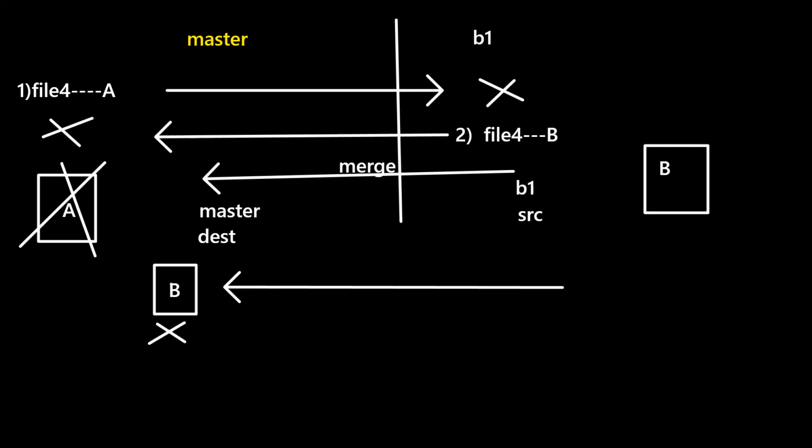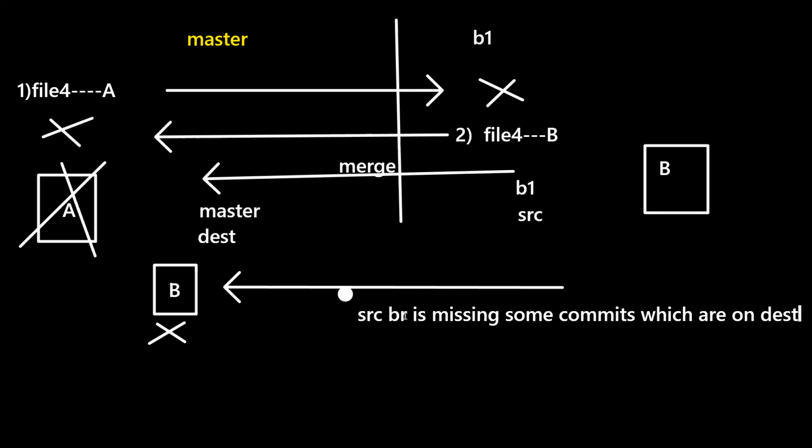What is the reason for the conflict? Why are we getting a conflict? The reason is the source branch is missing some commits which are there on the destination. I'm writing it here so that you can recollect and register it better. Source branch is missing some commits which are there on destination.